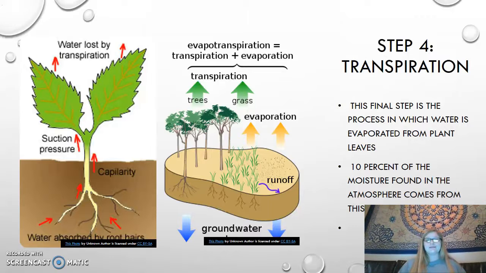So once the plants soak up the soil water and get their nutrients, and the water goes throughout the plant and into their leaves, the water will evaporate from the leaves and the whole process starts over again. So that is my presentation.